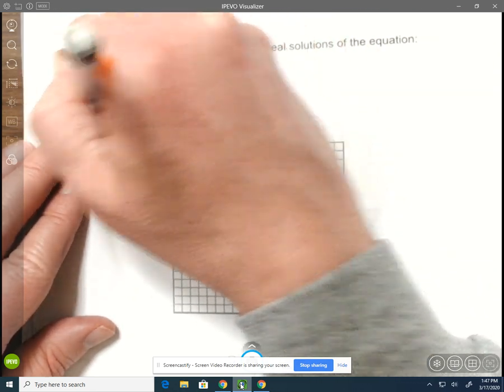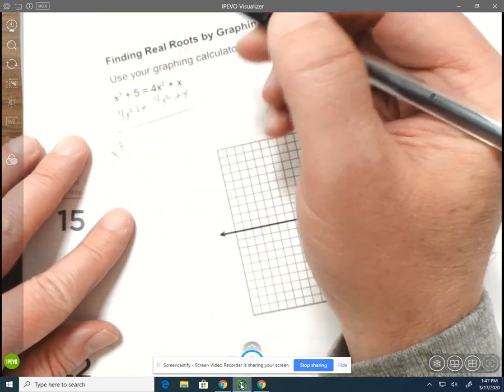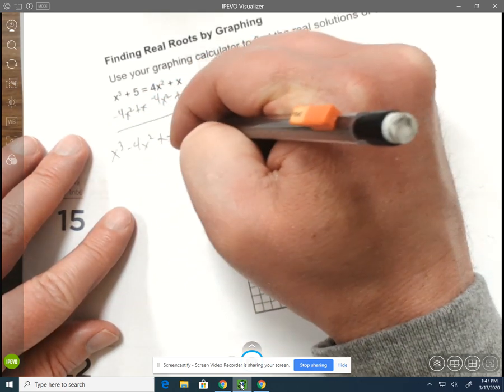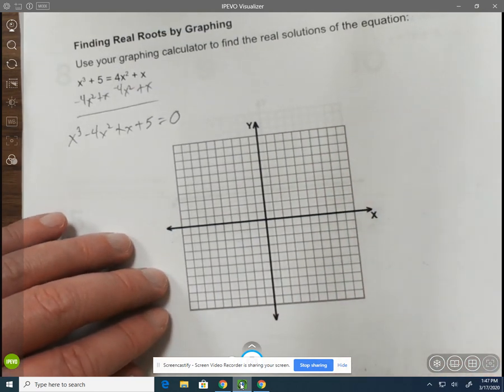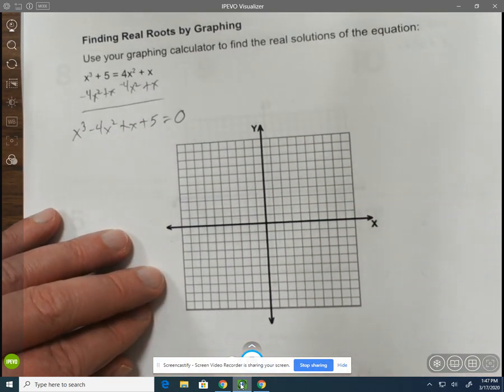use the roots function on my calculator. So I've got x cubed minus 4x squared plus x plus 5. And I want to know when that equals 0. Again, I just put it in standard form here.